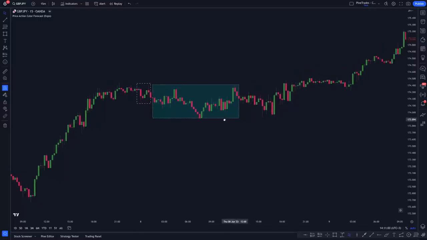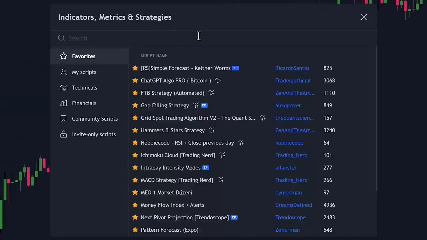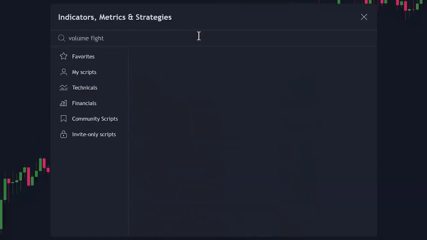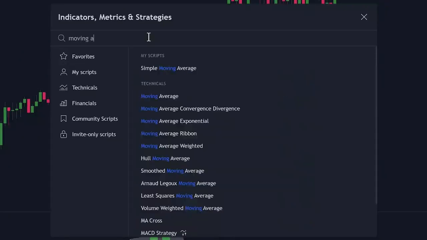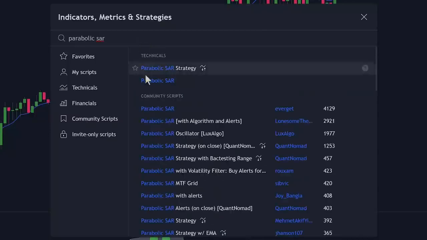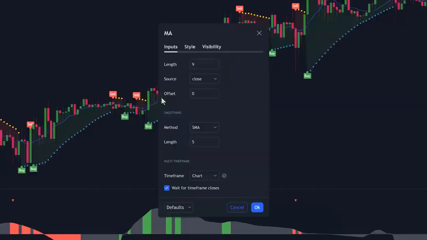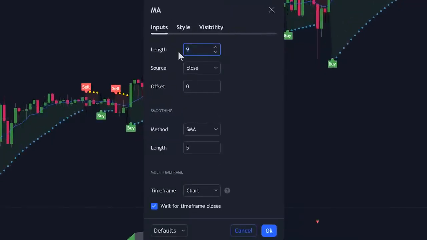Now, to add the 3 filter indicators that I mentioned earlier, on the indicator search tab, type in volume fight and select this one by Shuttle Club. Next, type in moving average. This one by Tradingview, that's under technicals. Lastly, type in parabolic SAR. This one by Everget.